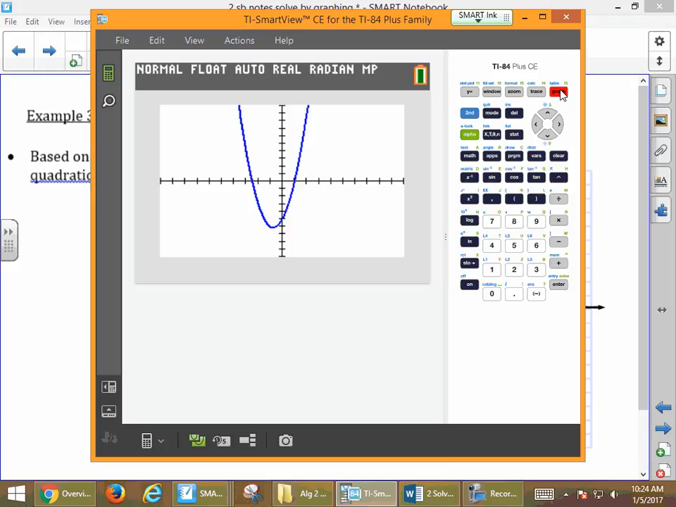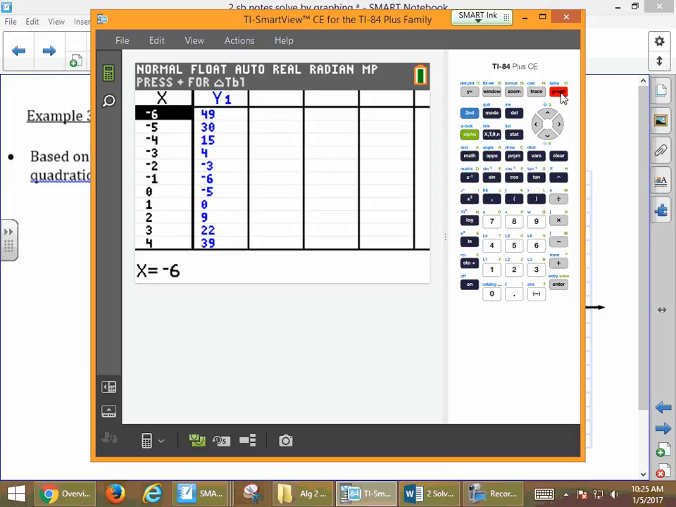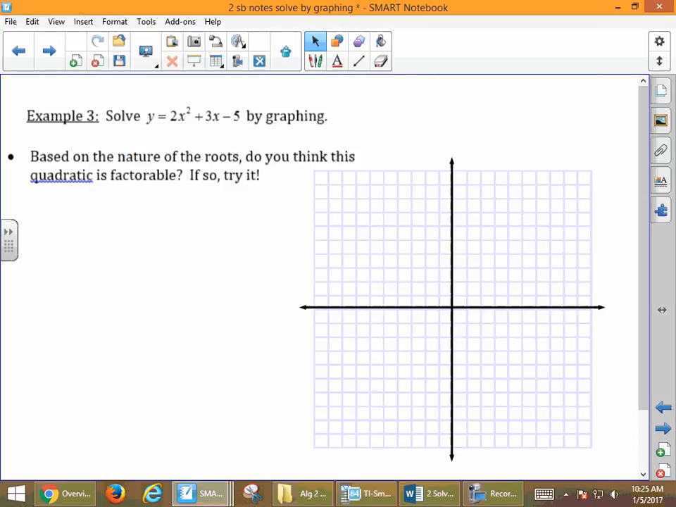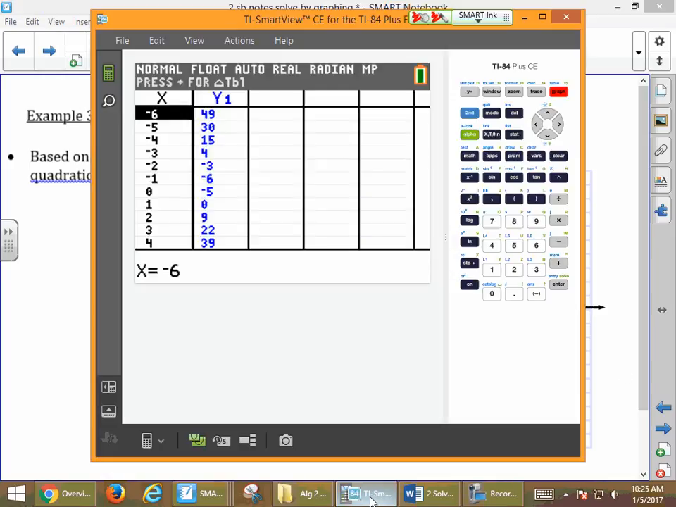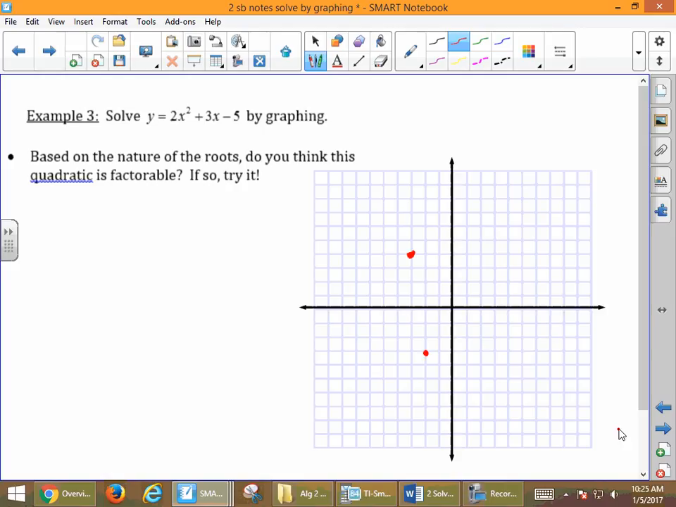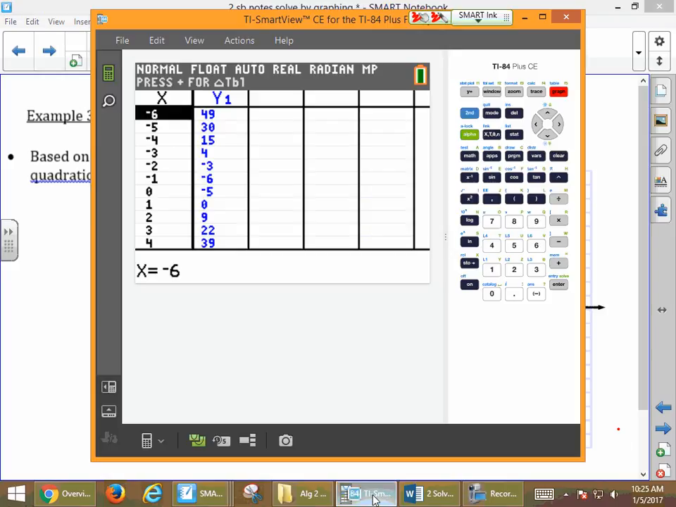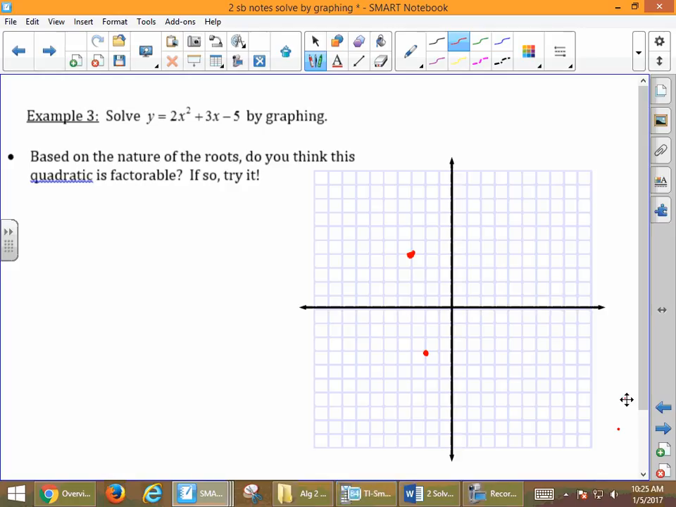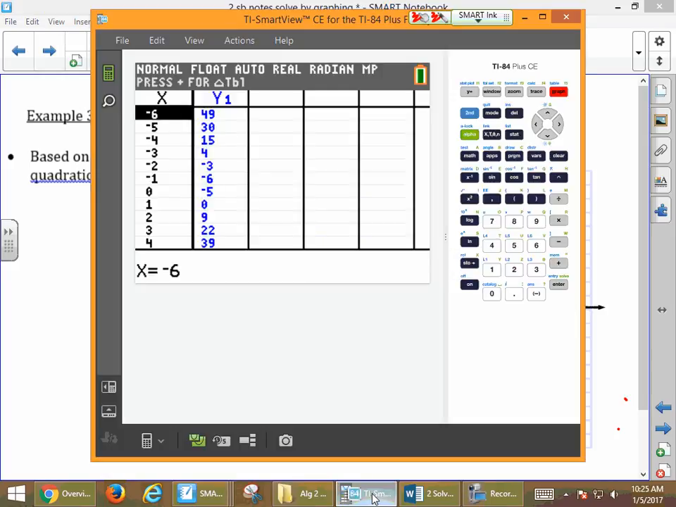And I don't want to forget to graph again, so the next part that I'm going to do is look at the table. So we're going to go to second and graph to get the table here. And there's a few points here that we can graph, like negative 3, 4, negative 2, negative 3, negative 1, negative 6, 0, negative 5, 1, 0, 2, 9.